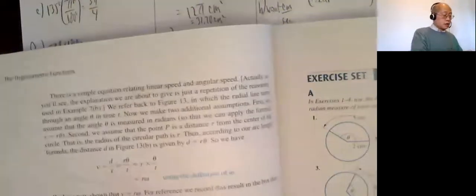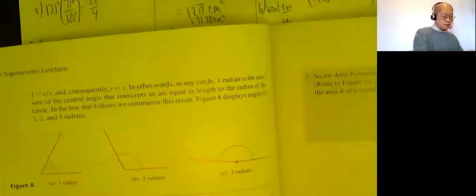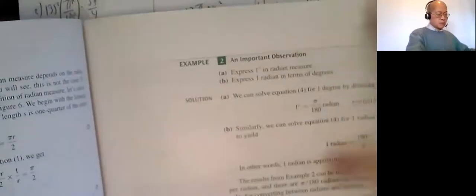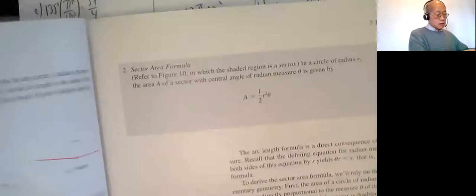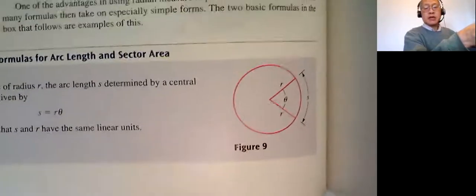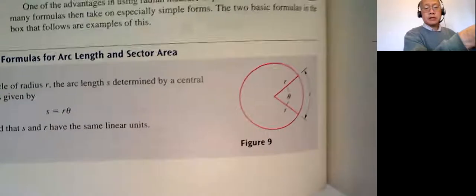All right, and stuff that I introduced last time. So on page 470, 180 degrees is pi radians. Formula for arc length, the length of an arc, S equals R theta. There's the picture, figure 9. Theta has to be in radians. Okay, that was on page 472.